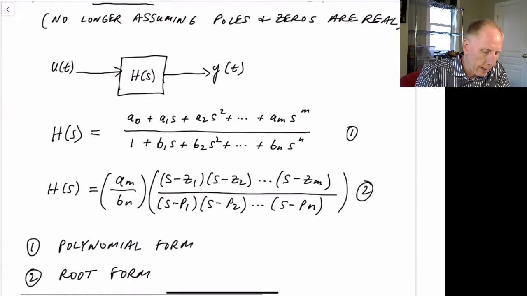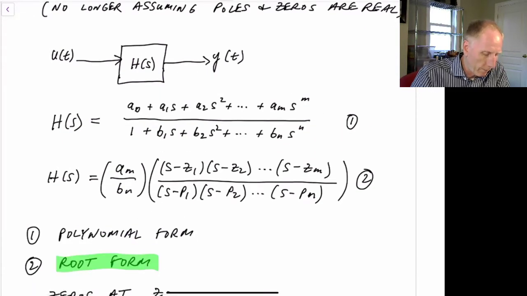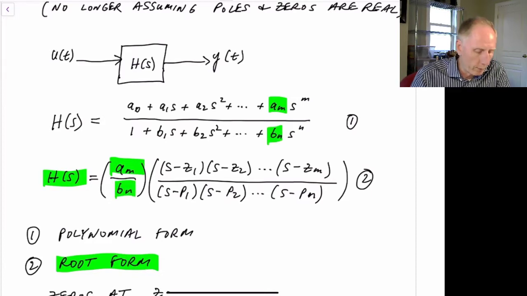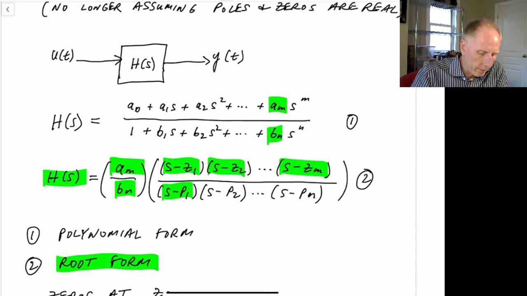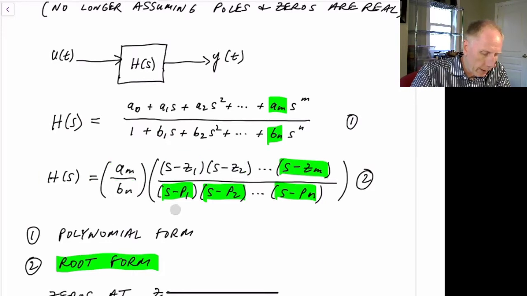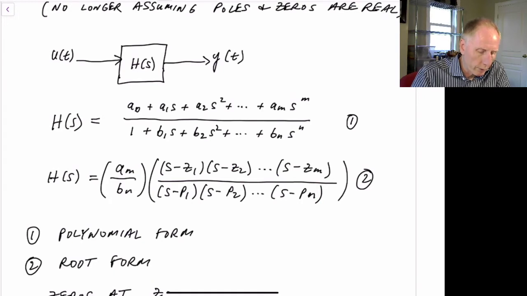But we can also write the same transfer function in root form. And that would be shown here, where we can divide through by a sub m and b sub n, pull them out of this equation, and then have all our roots, s minus z1 times s minus z2, s minus z sub m, and so on. And all the poles, which are s minus p1, s minus p2, all the way to s minus p sub n. And recall that the numerator has an order m, whereas the denominator has an order n. And this is our root form here, equation 2.